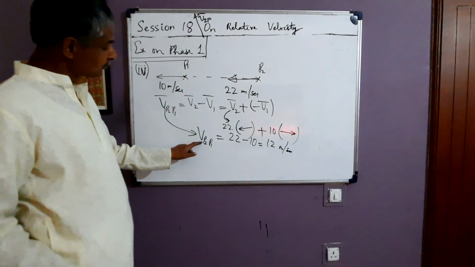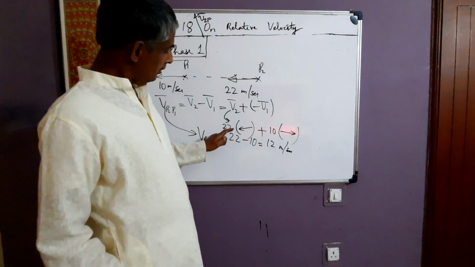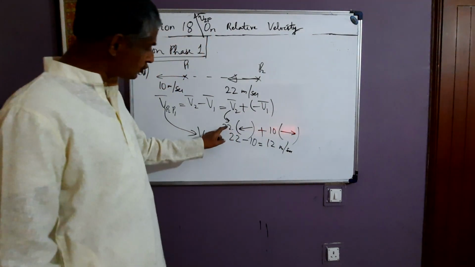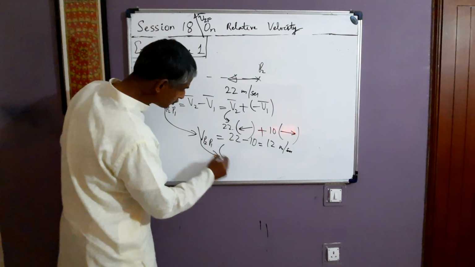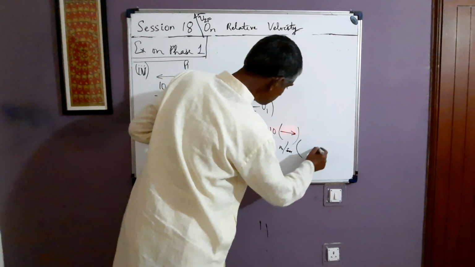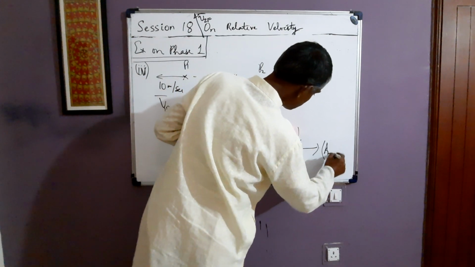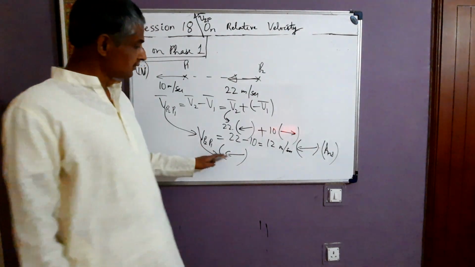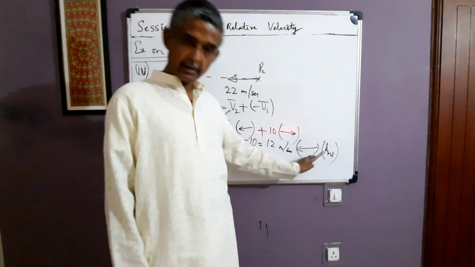And the direction of Vp2 P1 is the same as the direction of the vector among these two which has the larger magnitude. The larger magnitude is this one, so Vp2 P1 also has a leftward direction. This is the required answer. I hope it is clear. So the velocity of P2 with respect to P1 will be 12 meter per second towards left.